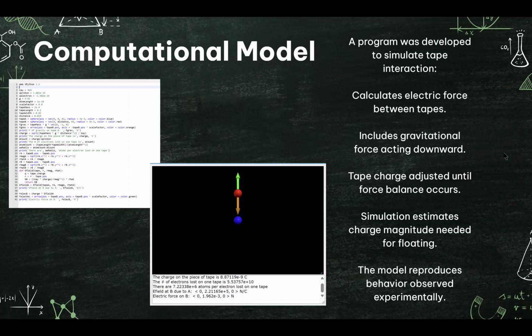Next, we built a computational model to simulate the interaction between the tapes. The program calculates the electric force between tapes using Coulomb's law while also including gravitational force acting downward. We adjusted the charge value in the simulation until the upward electric force balanced gravity, matching the floating condition observed in the experiment. This allowed us to estimate the magnitude of charge present on each tape. Although the model simplifies the real system, it reproduces more or less the behavior observed experimentally.